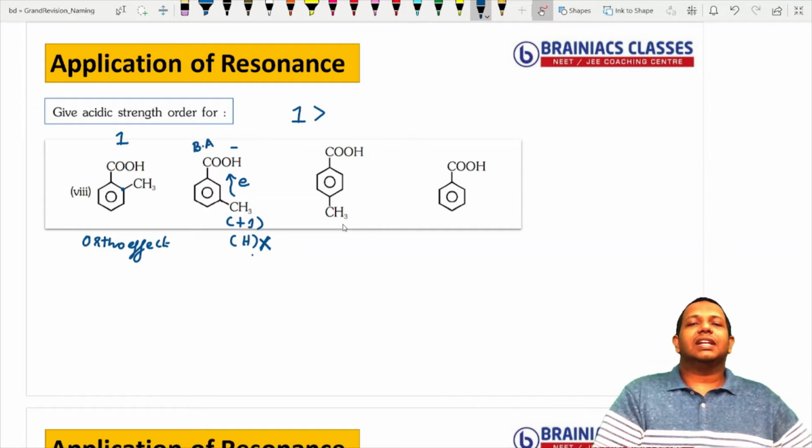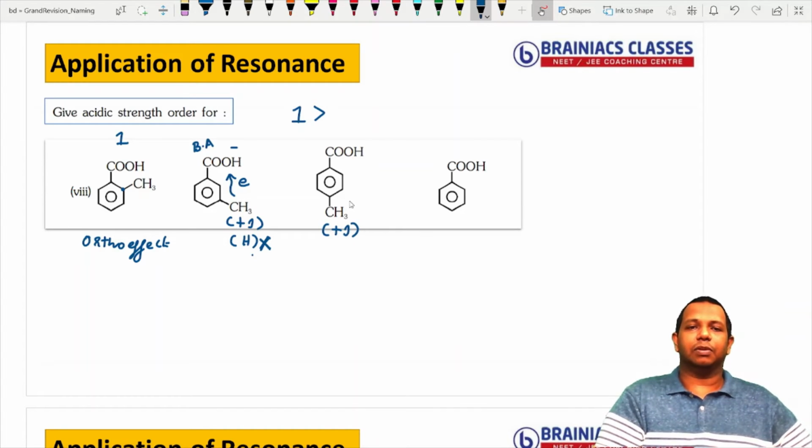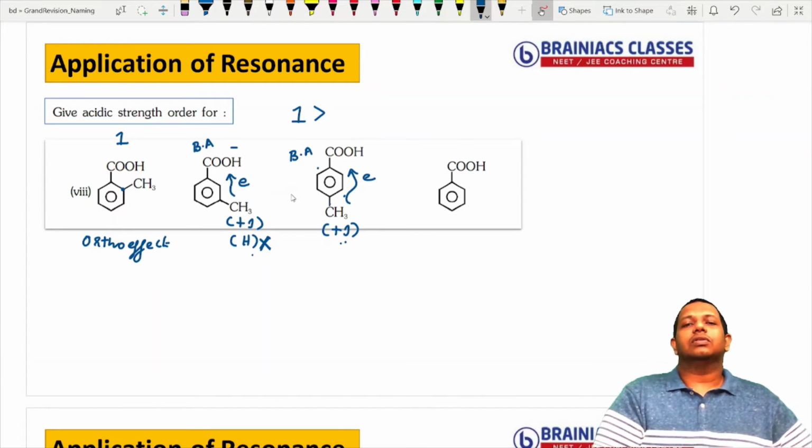Now you have CH3 at the para position. So at the para position, you have the plus I effect and hyperconjugation still not applicable. So it will also increase the electron density here. But when you compare with meta, this is at a larger distance. So I can say plus I is not that effective as in the second one. So I can say this is also a bad acid, but it is not as bad as the second one.